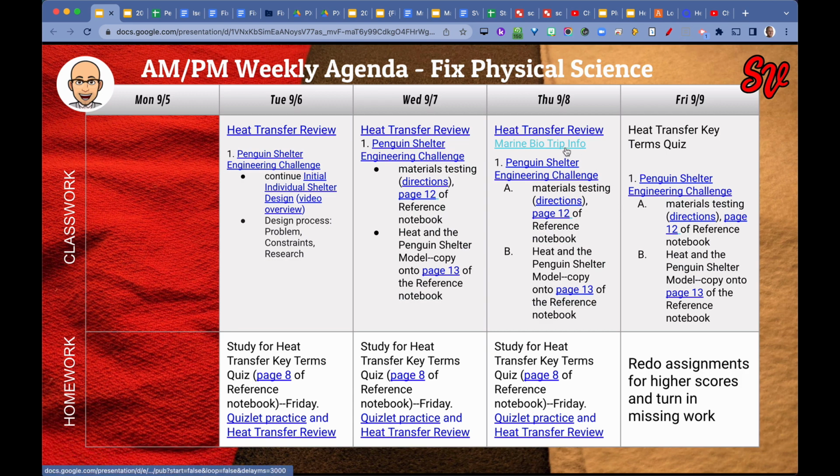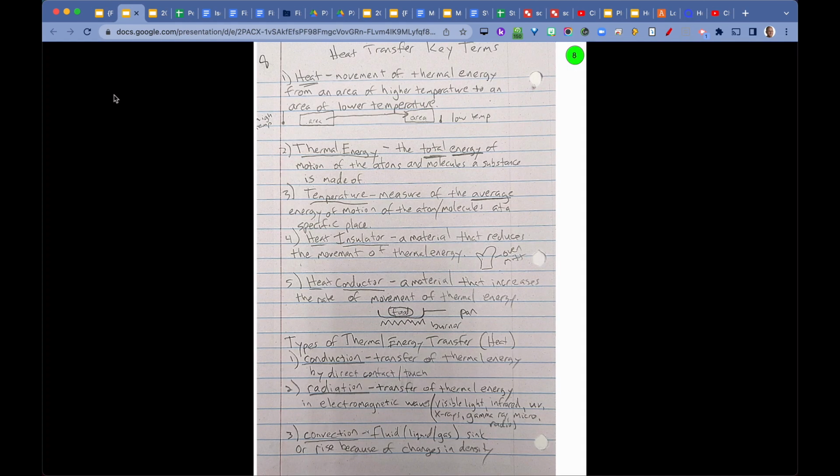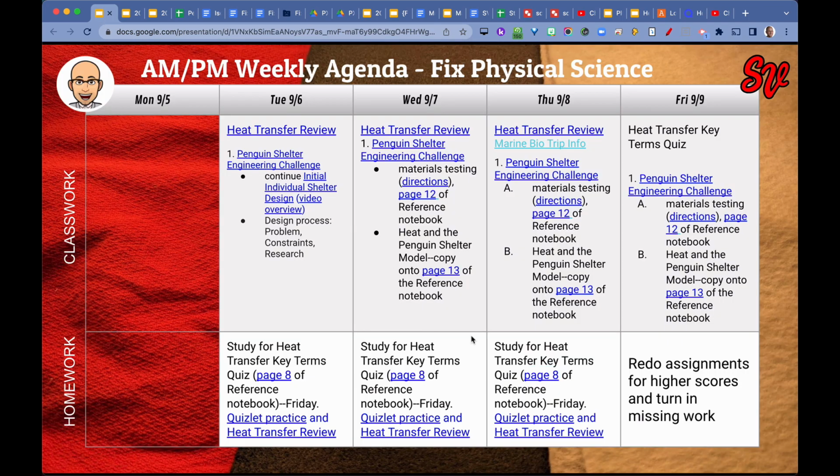And we studied for the heat transfer quiz that we had on Friday. Now, I told students that they had to know the page 8 reference notebook heat transfer key terms. Then they had a Quizlet practice where they can use various methods of going through the key terms, how they can study and practice those. I highly recommend that to students. And we did heat transfer review questions each day at the beginning of the period.